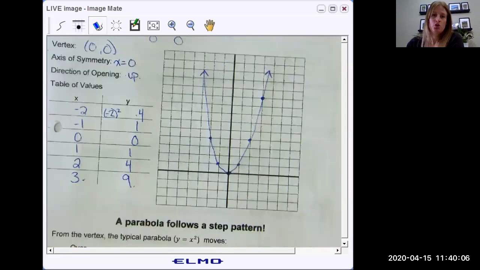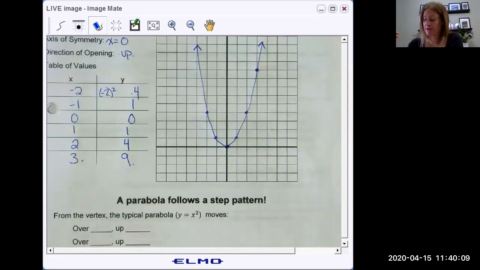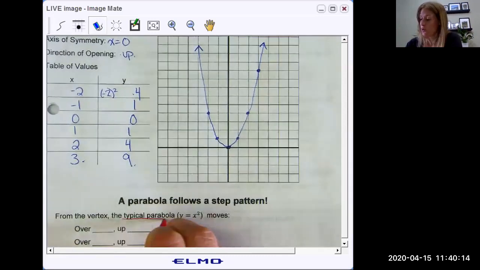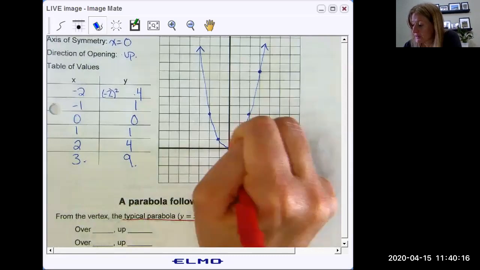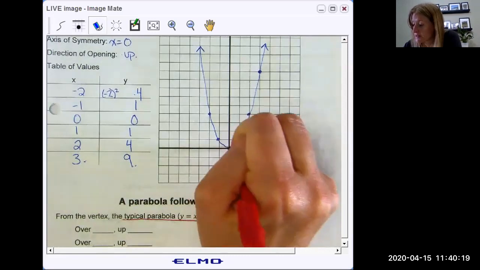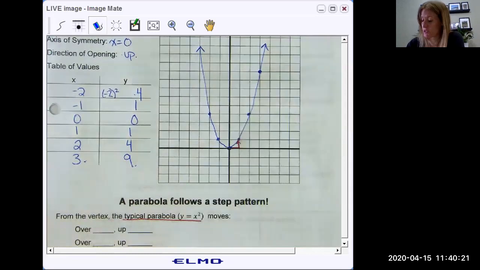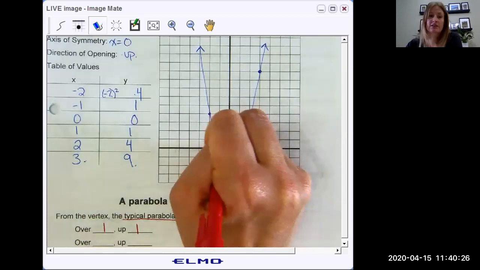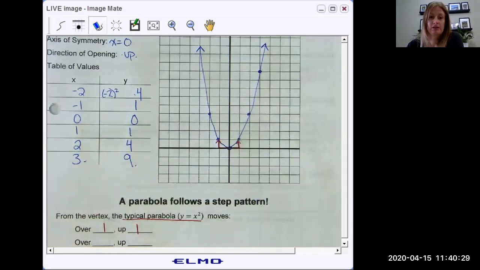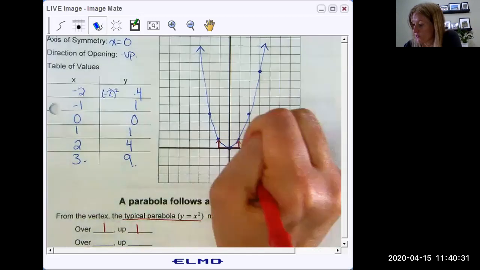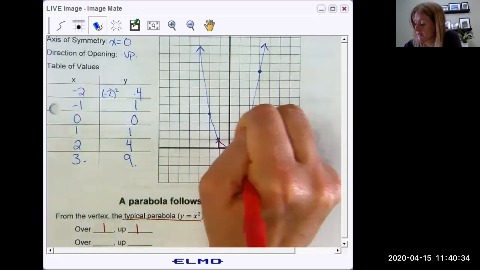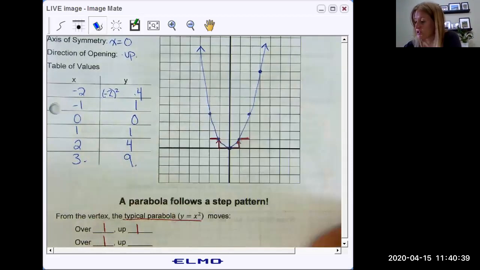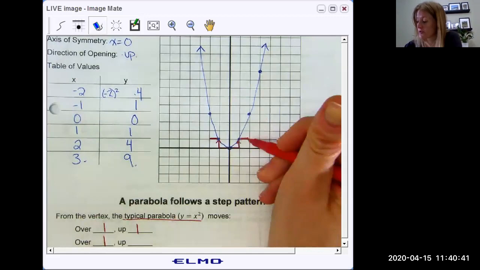Okay, so every parabola will follow a step pattern. For a typical parabola or the base parabola, we're going to take a look. When we, from the vertex, go over 1 to the next point, we go up 1. That's over 1, up 1. And that's true in either direction from the vertex, like so. So then from the next point, we go over 1. On either direction, if you go over 1, how many steps do you go up? It's 1, 2, 3.